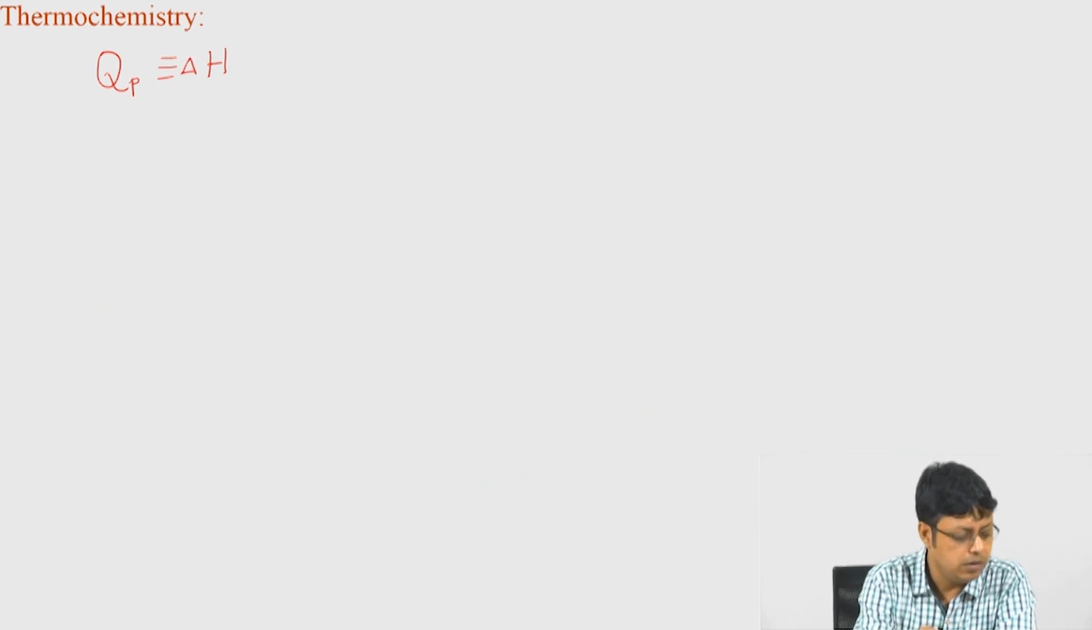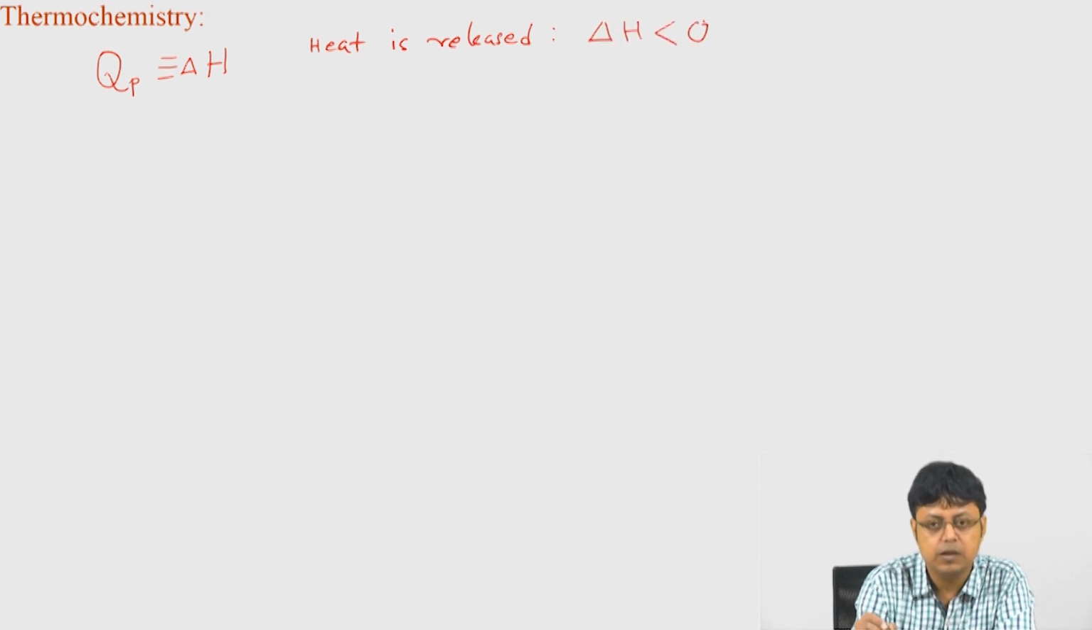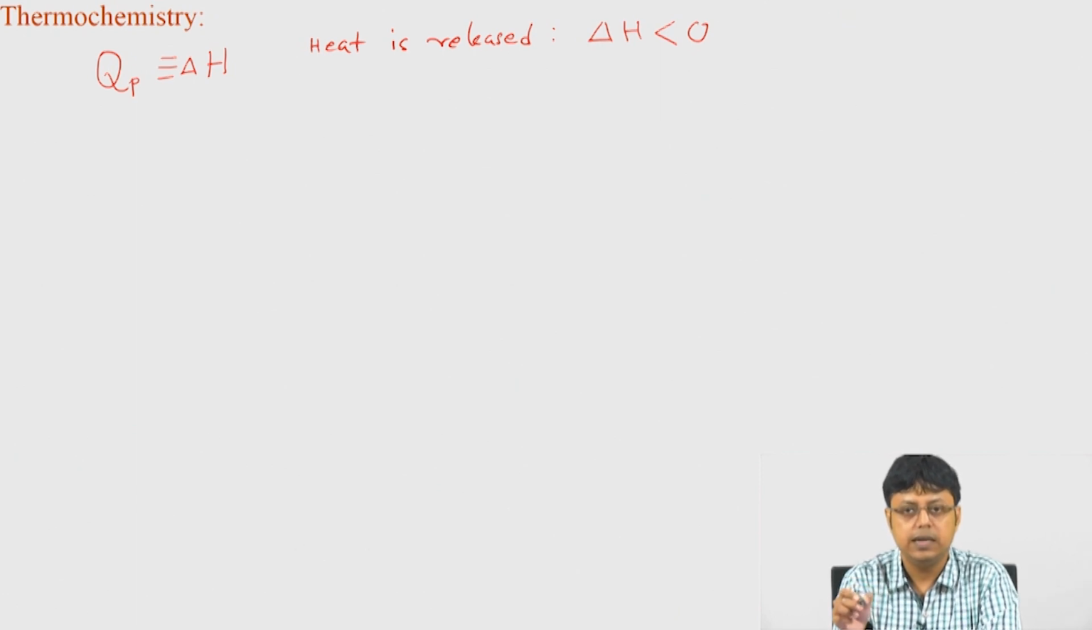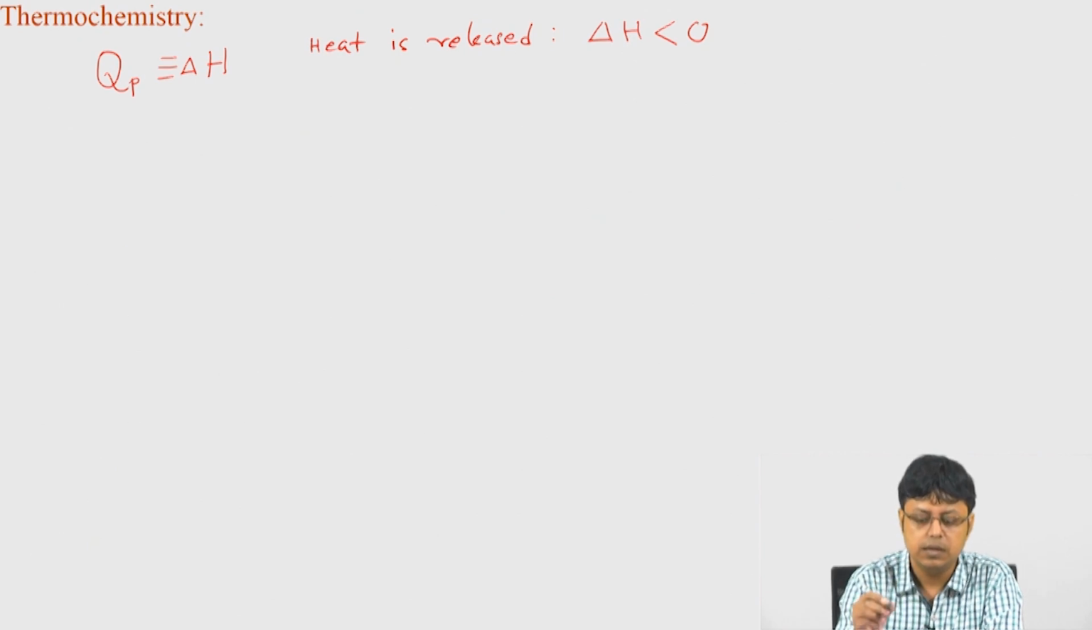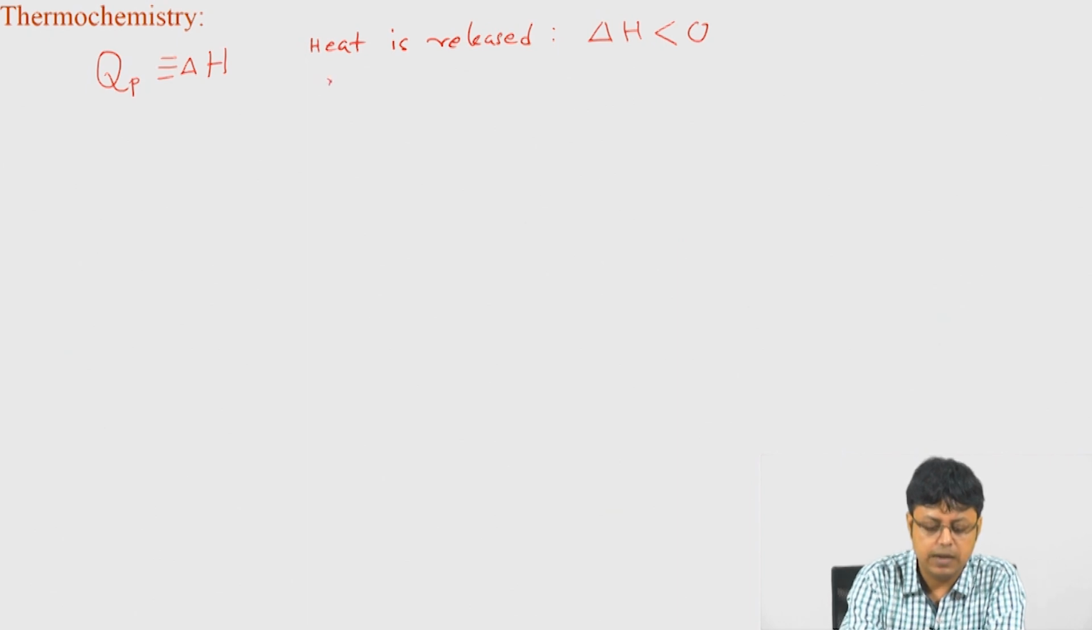Now, if heat is released into the environment, then delta H should be negative, because by convention we took heat absorbed by the system, or heat transferred from the surroundings to the system, as positive. So, this should be negative, and if heat is absorbed by the system, then we take delta H to be positive.